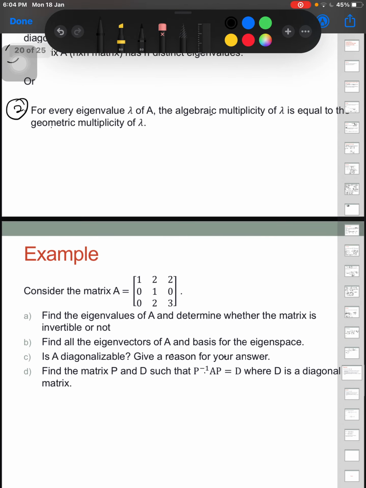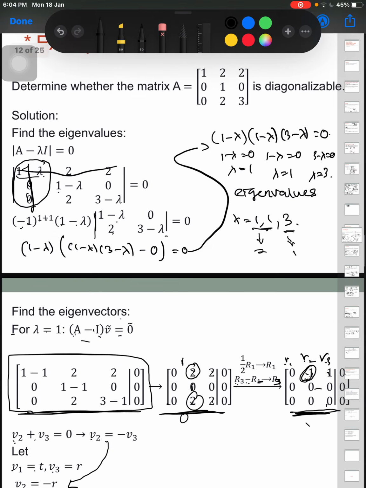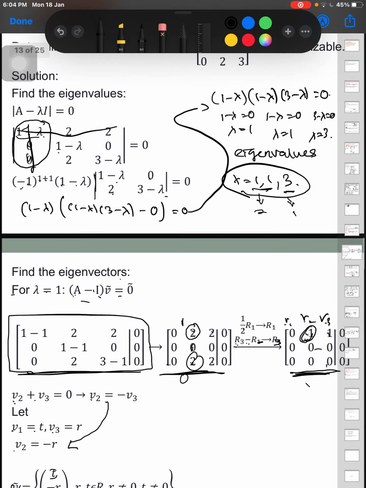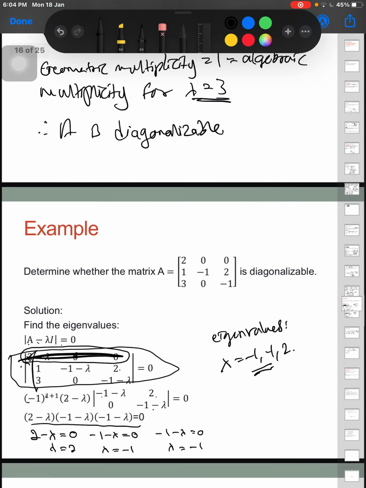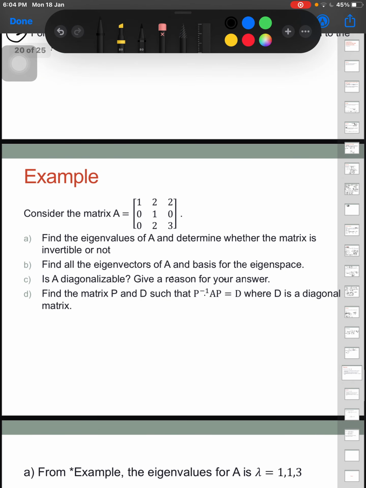Okay, so this example I take it from previously, which is star example. So dalam yang ni saya dah ambil daripada sana sini. So dah ada eigenvalues dan eigenvector dia. Okay, so biasa soalan exam macam ni lah. Dia akan combinekan eigenvalues, eigenvector semua sekali dengan diagonalizable.